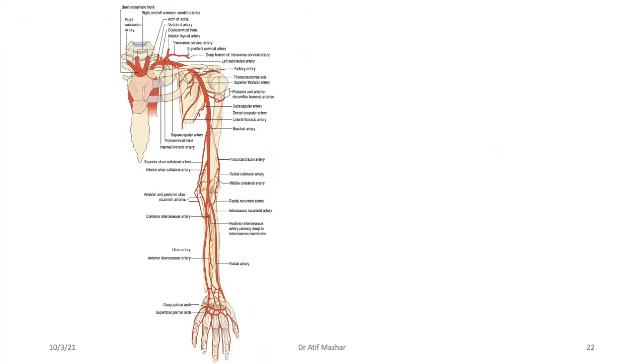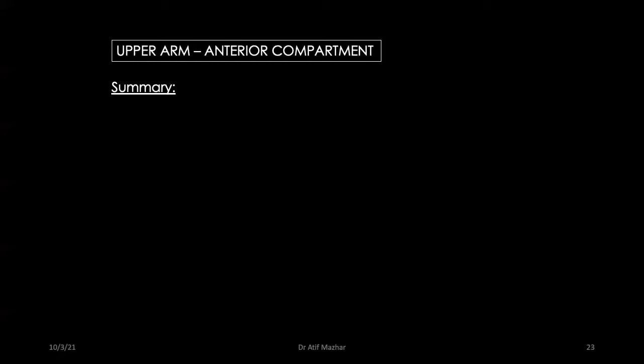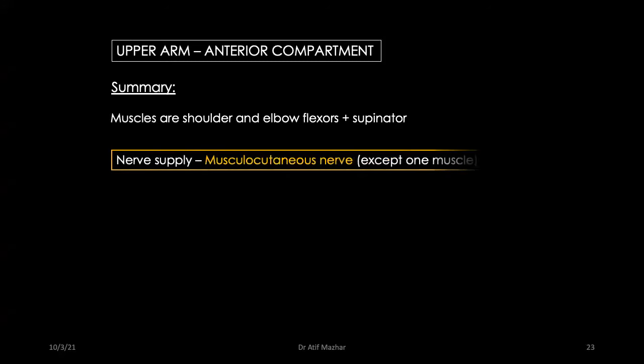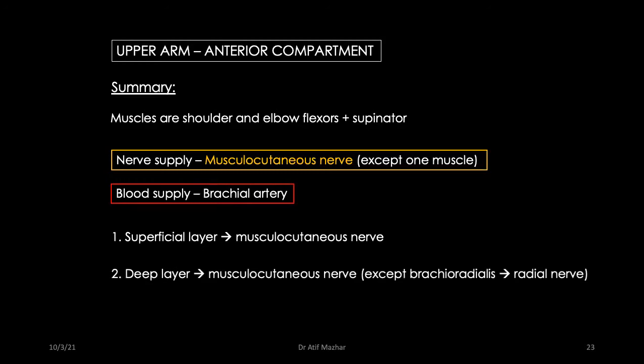Now, the whole arterial plan, veins, two colors, light and dark, superficial and deep veins. Now, let's summarize what we have learned so far. All these muscles are innervated by the musculocutaneous nerve. Ignore this except one. This is a lot. Which artery supplies here? Brachial artery. Superficial layer, musculocutaneous nerve. Deep has some extra branch because the muscle is brachioradialis.